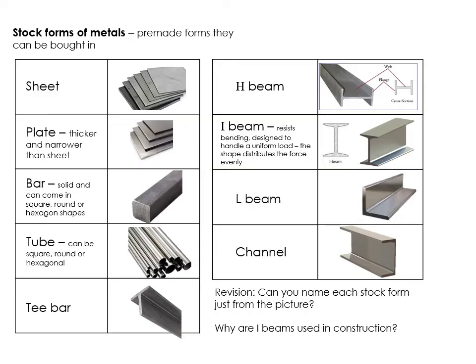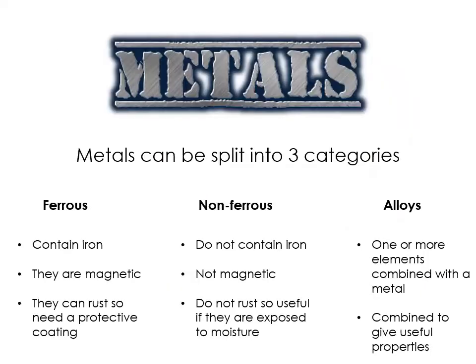Okay. So next, there are three categories of metals that you need to make sure that you understand. So we've got ferrous, non-ferrous, and alloys. Alloys is also split into two different parts. You've got ferrous alloys and you've got non-ferrous alloys. So ferrous, just to begin with, contains iron. They're magnetic. They can rust.